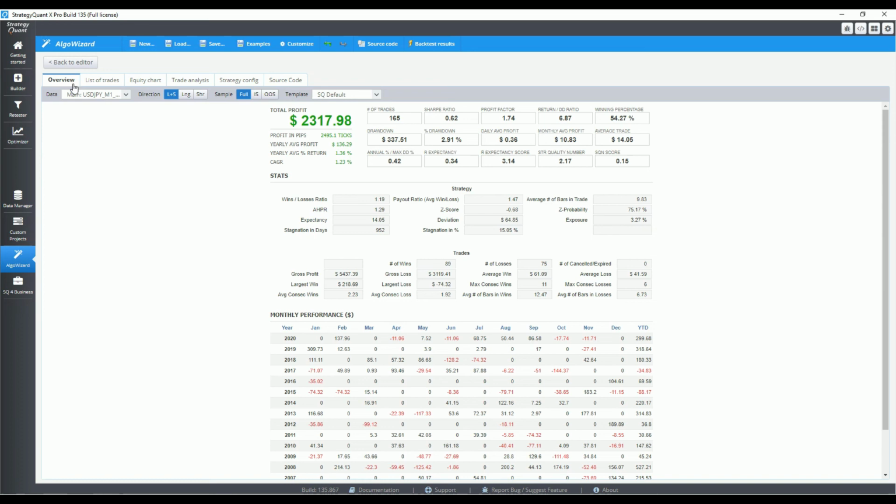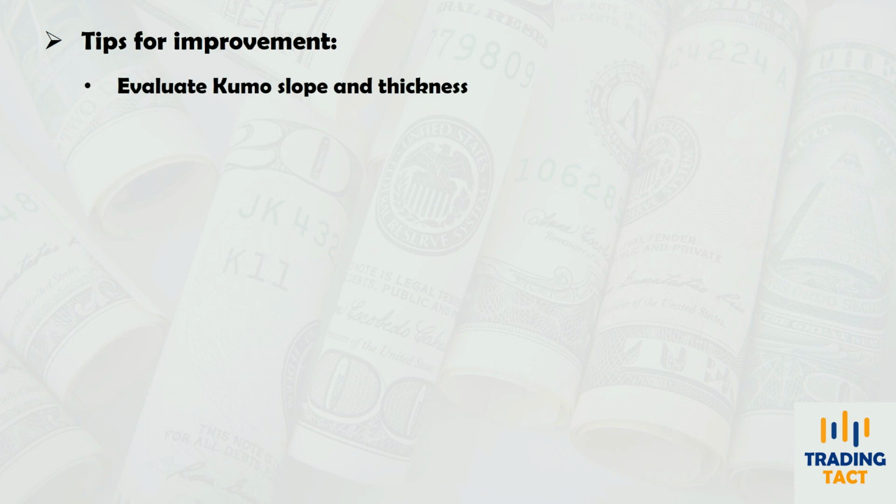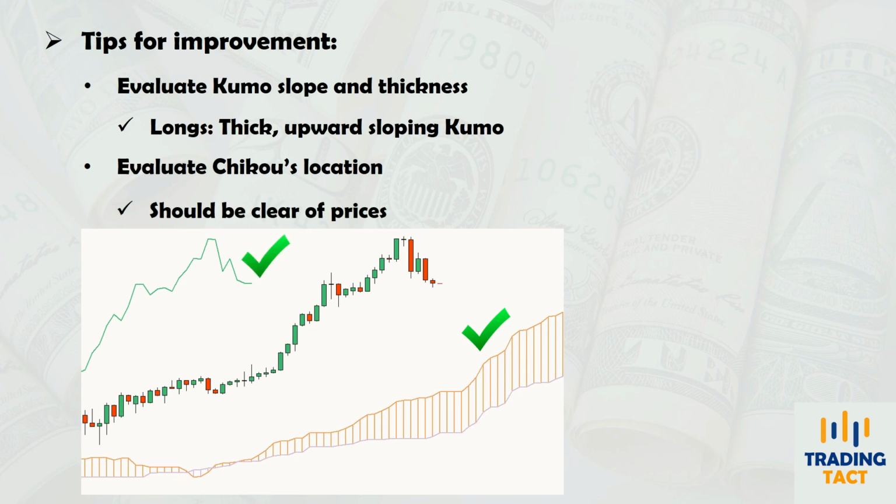So the Ichimoku is a great trend following tool that conveys market sentiment and produces entry signals. If you want to improve the entry-level strategy above, here are some ideas. You can evaluate the Kumo's slope and thickness. A thick upward sloping Kumo bodes well for long trades. Or you can check the Chikou's location relative to prices. You want the Chikou to be clear of prices, which indicates that support or resistance has been broken.